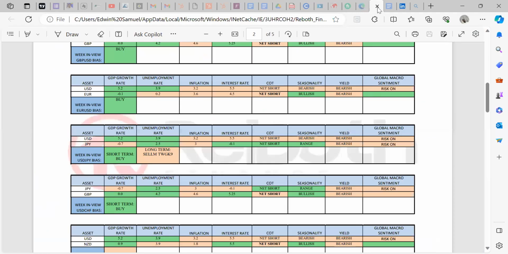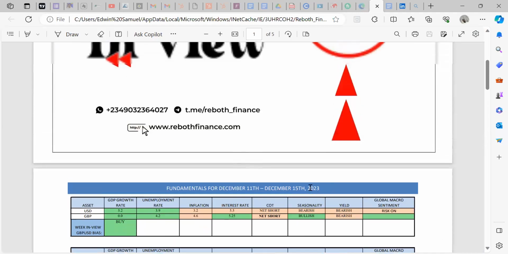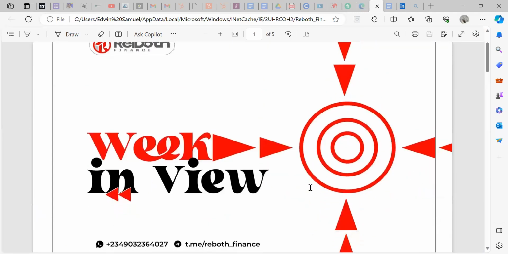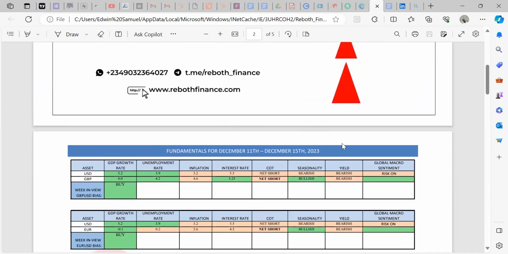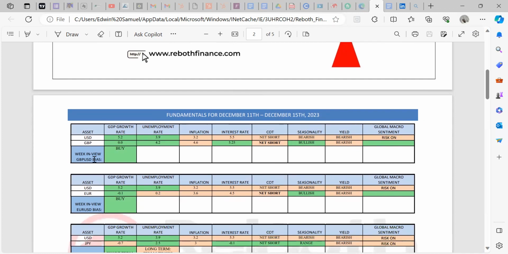So quick one, let me now share the macroeconomic data for the week. You can see this is macroeconomic data for the week, and it is from December 11 to December 15. So by December 15, this data is no longer valid. On the first asset here, we have that the bias for this week is that GBP USD should be buying. Inflation rate is about 5.2, that's for the dollar. Unemployment rate 3.9, inflation 3.2, interest rate 5.5.